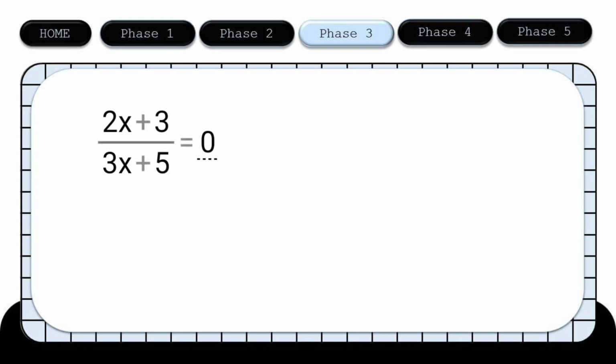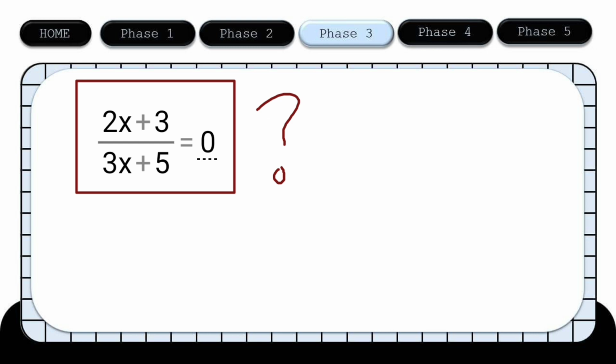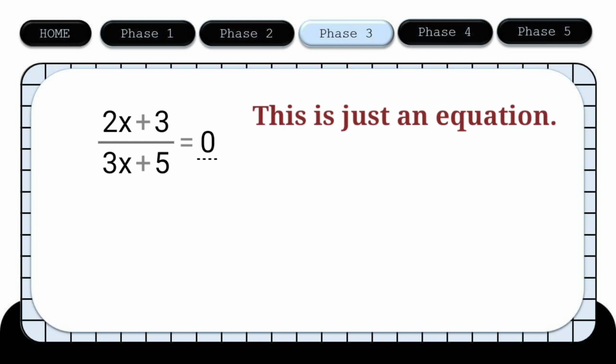Let's say we have 2x plus 3 all over 3x plus 5 is equal to 0. Is this a rational function? No, this is just an equation. It just states that this expression is equal to 0, and nothing more than that. Ito lang ang sinasabi niya.